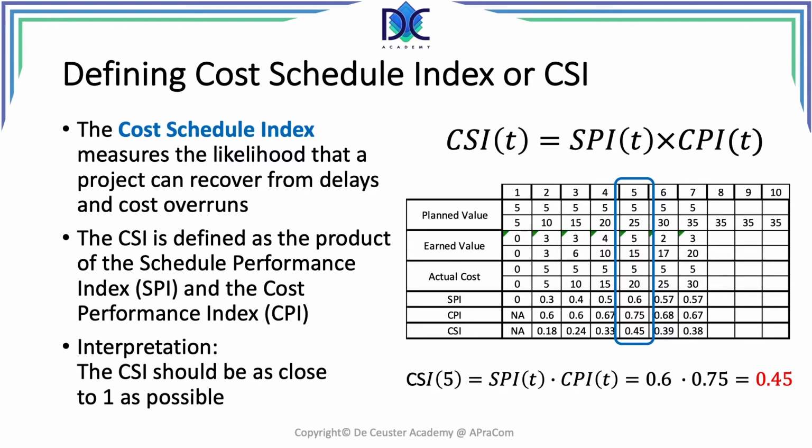Taking the same example as before, we already calculated the SPI, which is 0.6. We calculated the CPI, which is 0.75, and the product of those two indices is 0.45, which is far away from 1. So in our project here, it is not very probable that we can recover from delays and cost overruns. Our project seems to be in a lot of trouble.